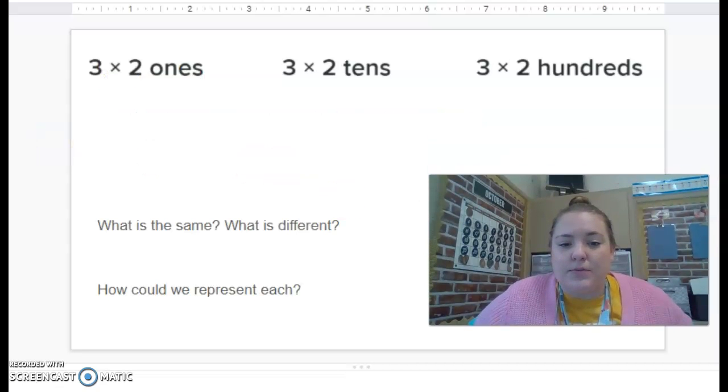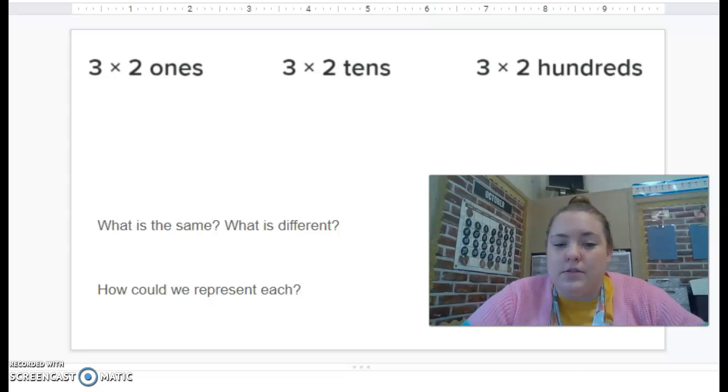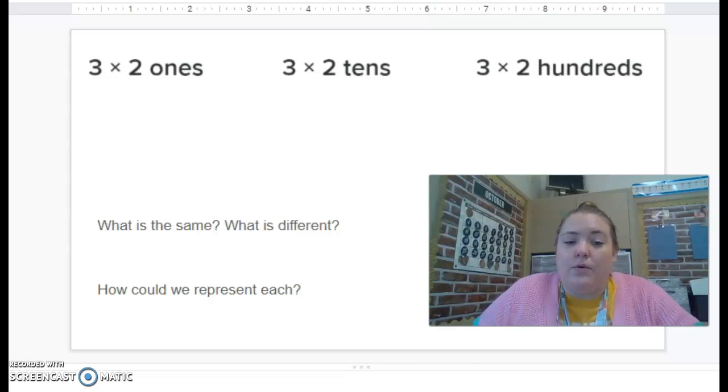Okay, so let's look at these right here. We have three groups of 2 ones, or 3 times 2 ones, 3 groups of 2 tens, or 3 times 2 tens, and 3 groups of 2 hundreds, or 3 times 200. So what is the same? We have 3 groups of 2 for each of these. Good. What is different about these though? We have the ones, tens, and hundreds place. So now I want us to represent each of these.